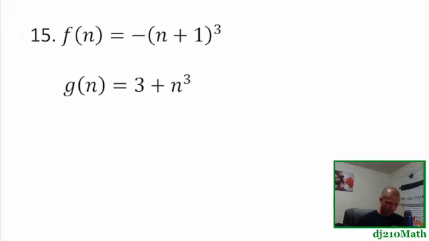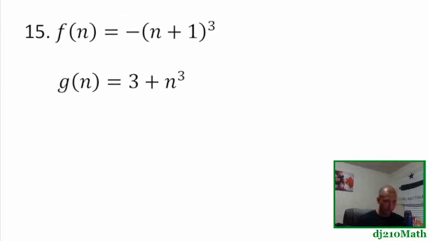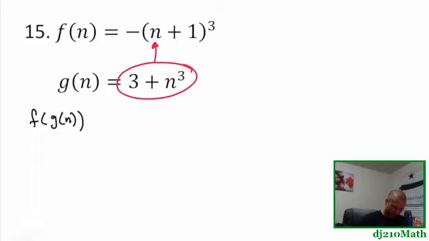Okay, 15. This looks interesting. So let's see. f of g of n, rather. So g is my input going into n. So negative, parentheses, three plus n cubed plus 1 cubed. Okay.